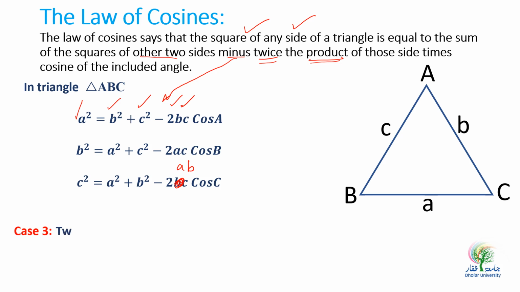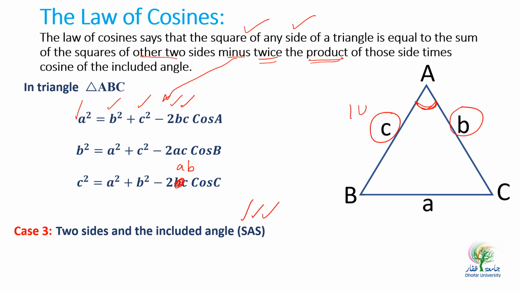We can use the law of cosine, case number 3, if two sides and the included angle are given. Side, angle, side. For example, we have 10, we have 30, and this angle is, for example, 40 degrees. In this case, we will use the law of cosine. And if all three sides are given and we don't have any angle, we will also use the law of cosine. In these two cases, case number 3 and case number 4, we use the law of cosine. Done. Let us start.